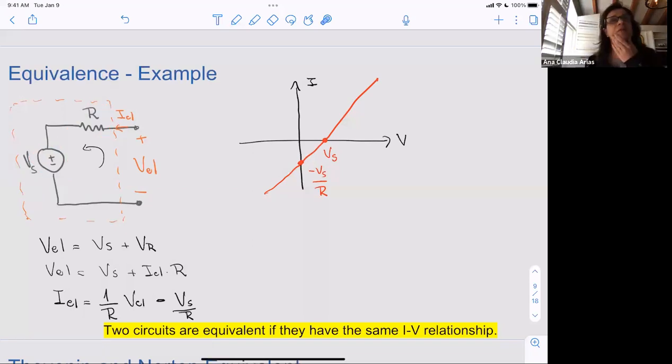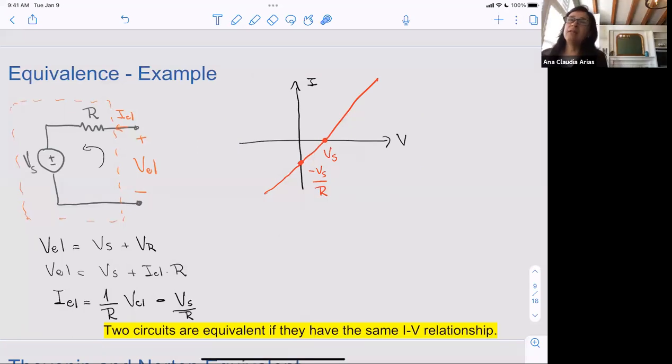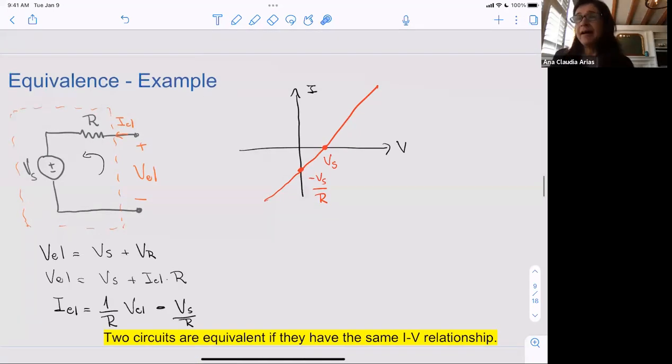Sounds good? Everybody following? So if I now design another circuit that has the same IV characteristics as this one, then I can say that they are equivalent. And that can be as complicated as you want or as simple as you want. We are always going to give you something complicated and make it simple. Okay? Well, there is a method.